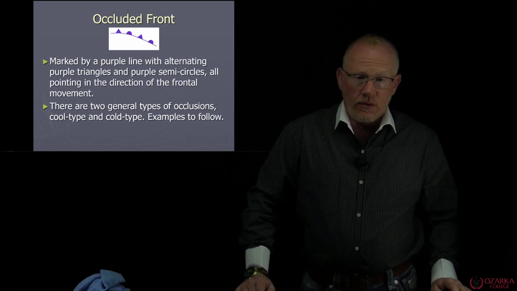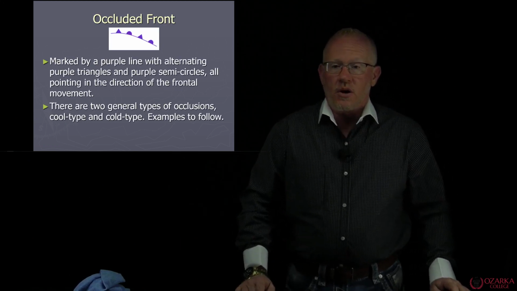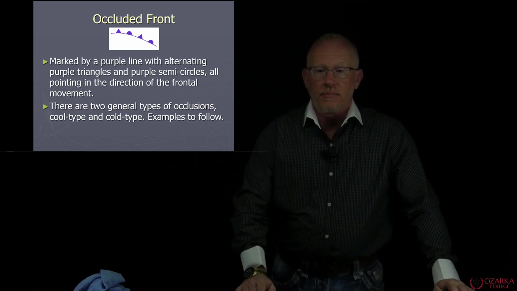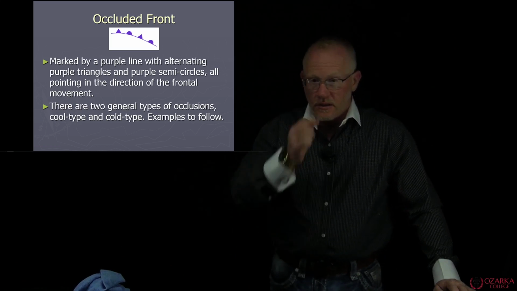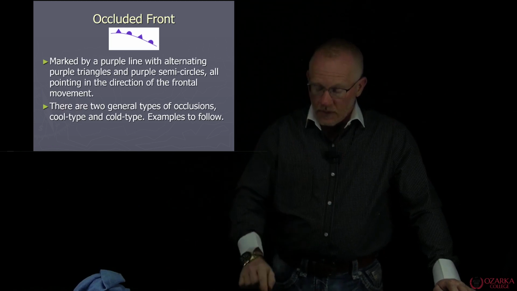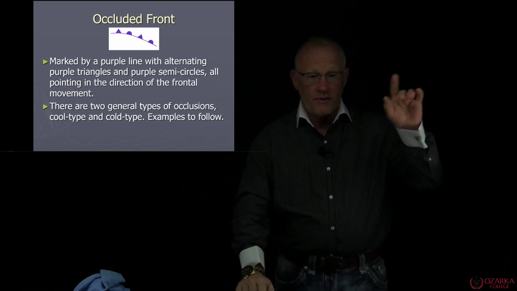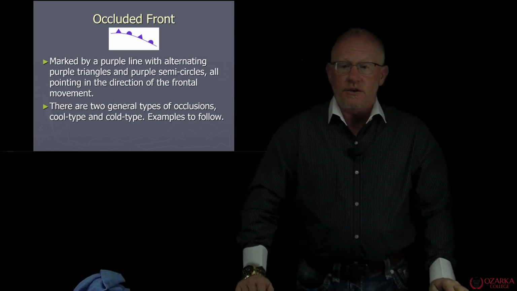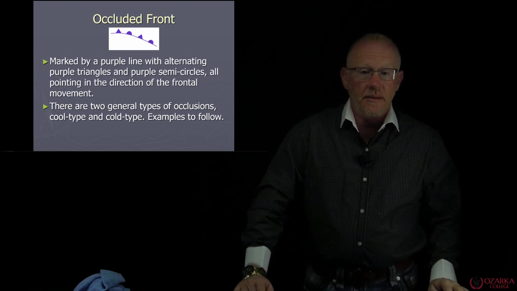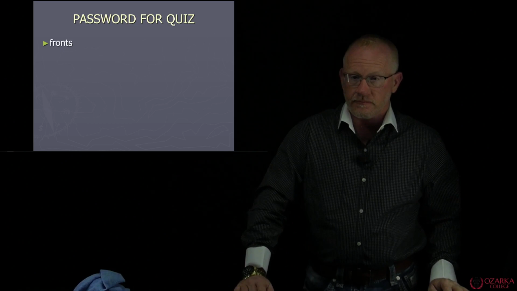Now, occluded front. This is marked by a purple line with alternating purple triangles and purple semicircles, all pointing toward the direction of the frontal movement. If you see an occluded front, whichever way the triangles and circles are facing, that's the way the front is moving, okay? There are two general types of occlusions, cool type and cold type.